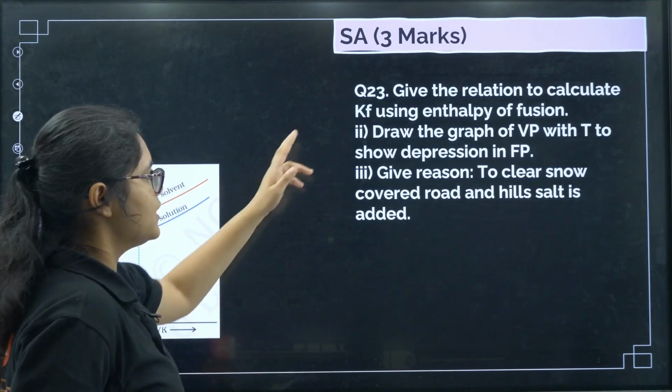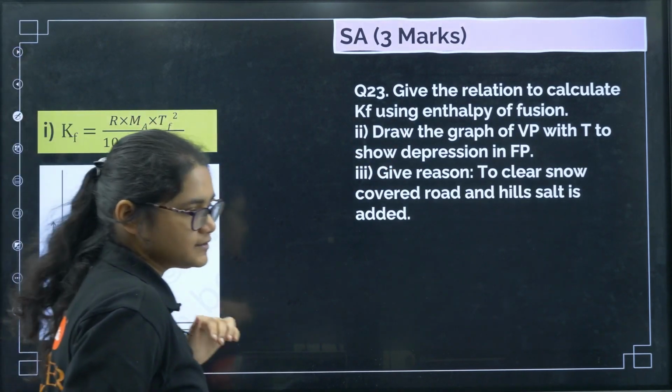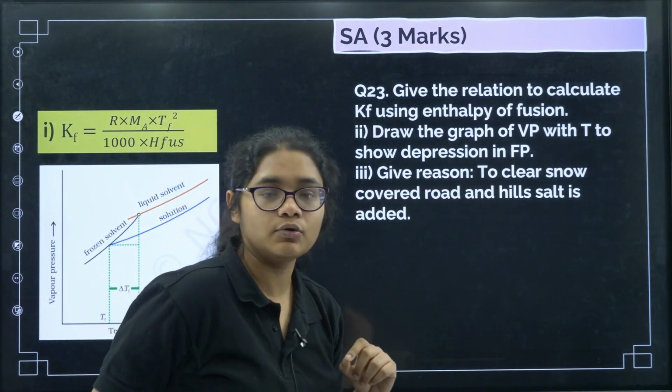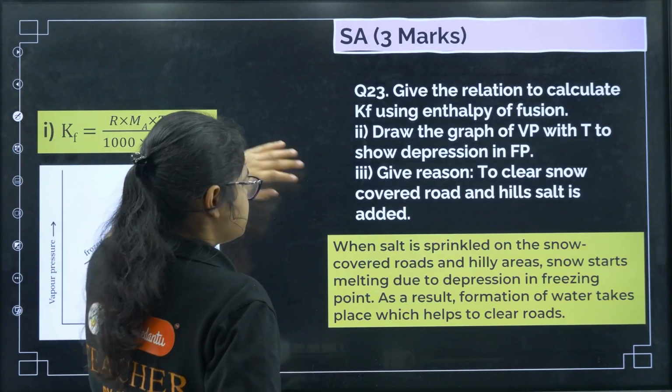This is very simple. First of all, enthalpy of fusion, if you see, just like the other formula, it is also there: Kf = MRTf² divided by ΔH of fusion into 1000. Okay, next graph is here. I have already explained this graph. Next, why salt is used?